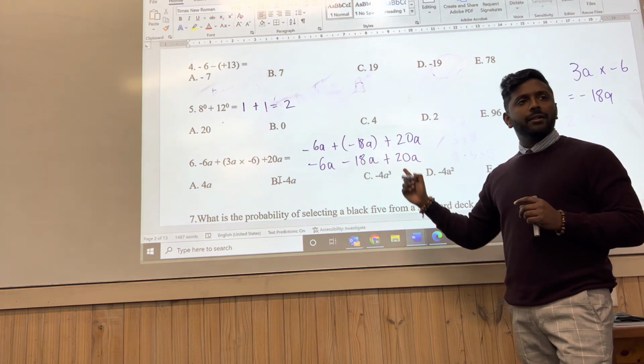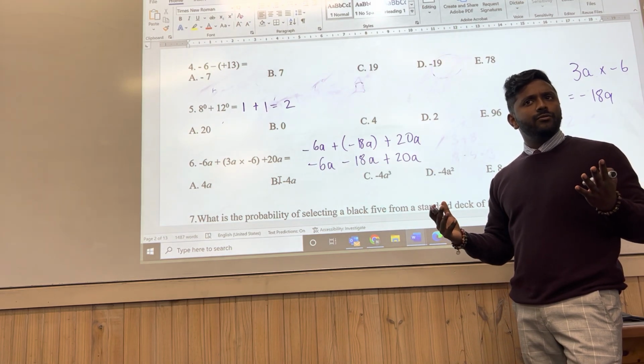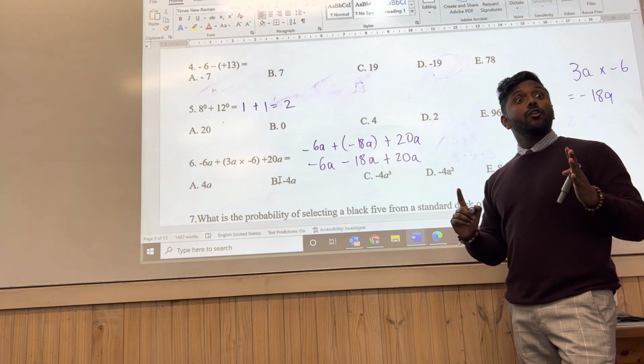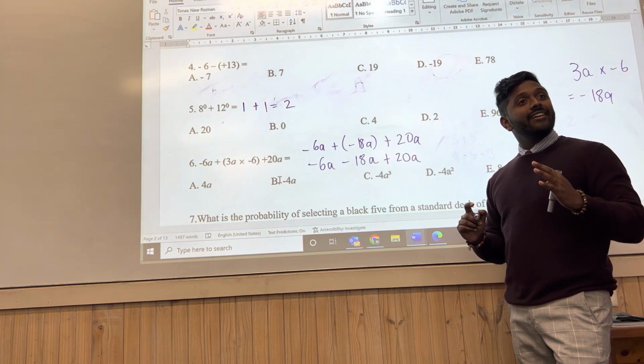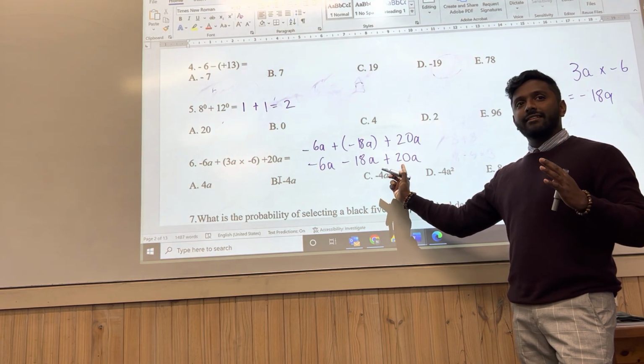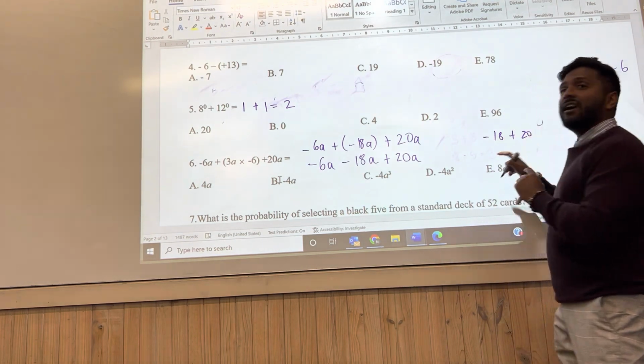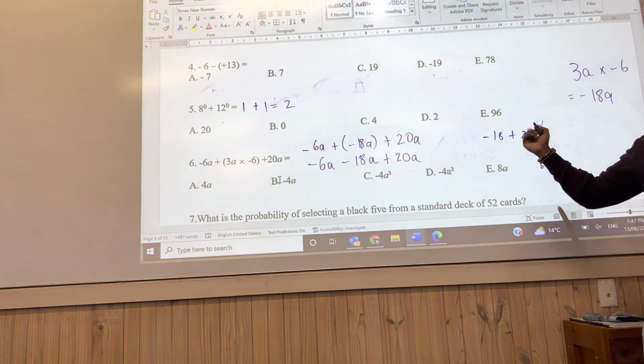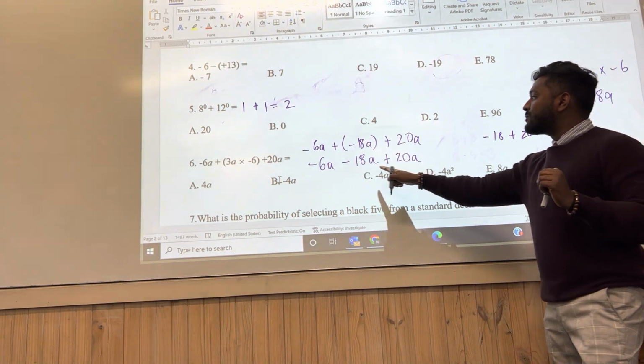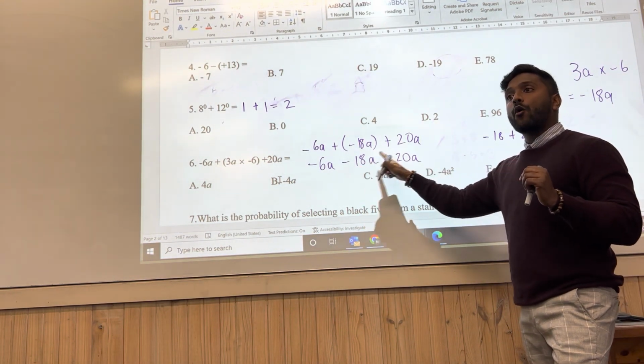Negative 18a plus 20a. What does that equal to? 38. Sorry? Yeah, it's not that. How can we rewrite it? If I said negative 18 plus 20, it's 2. Well done. So this one is going to change into a positive 2.